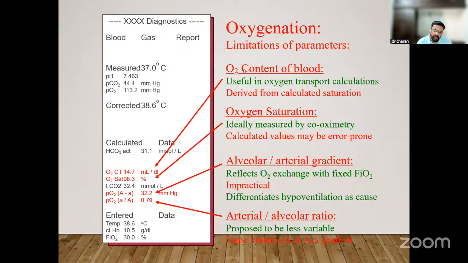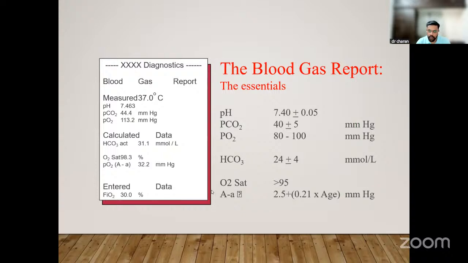Other than that, oxygen content is not very useful. Oxygen saturation, usually we get it in the monitor. If it is a problem like methemoglobinemia or carboxyhemoglobin, then you can rely on the saturation which is calculated from the PaO2 in an ABG. Other things, as I said, are not very useful. So if we remove all those not very useful parameters from an ABG, this is the simple ABG that we get, which is very, very important for everyone: pH, PCO2, PO2, actual bicarb, saturation, AA gradient, and the FiO2.